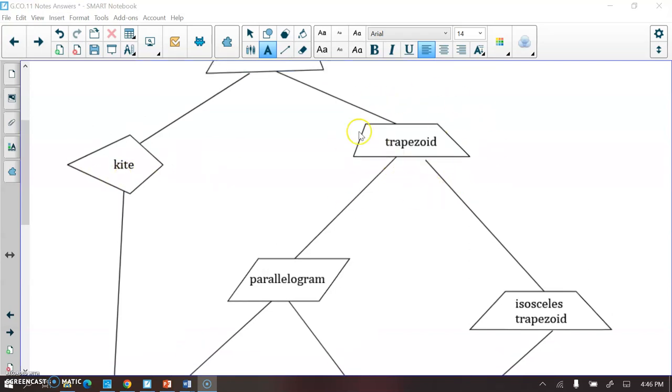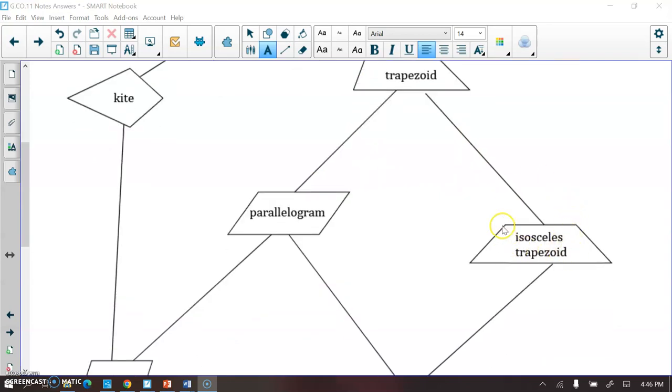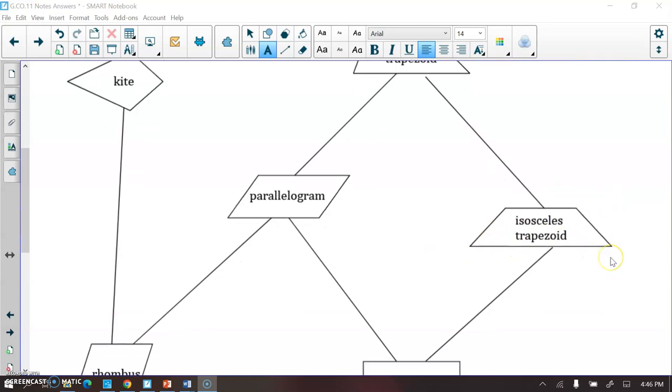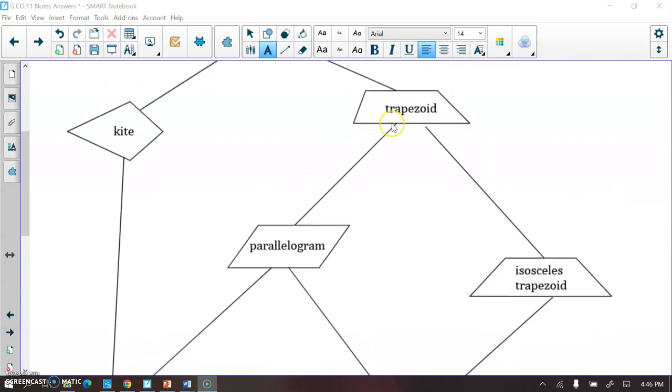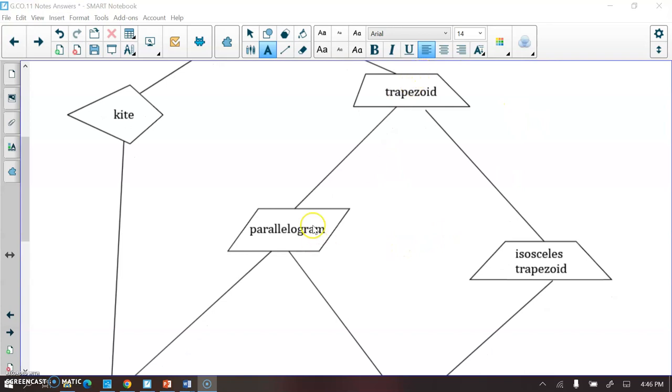So then also a trapezoid. There's a normal trapezoid, and then there's an isosceles trapezoid, in which the legs of your trapezoid are congruent. Now a trapezoid can be a parallelogram if both pairs of opposite sides are parallel, because that would technically satisfy the trapezoid definition. If I have two pairs of opposite sides parallel, then that satisfies the trapezoid definition, which is at least one pair of opposite sides parallel.